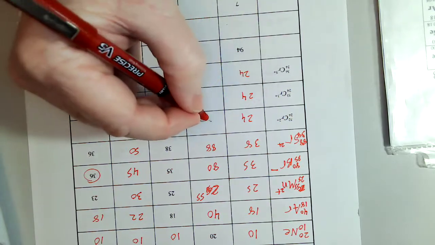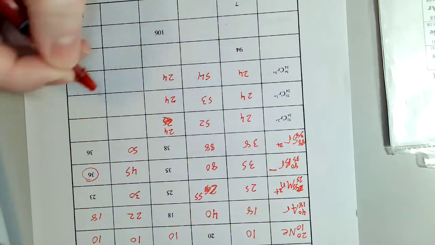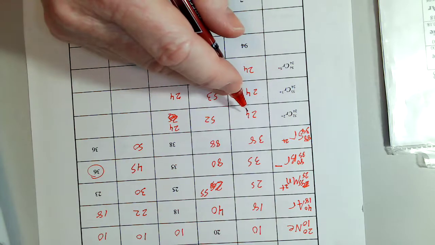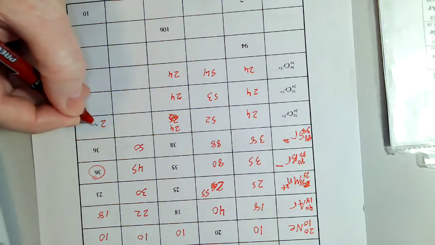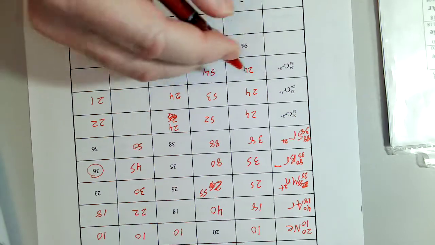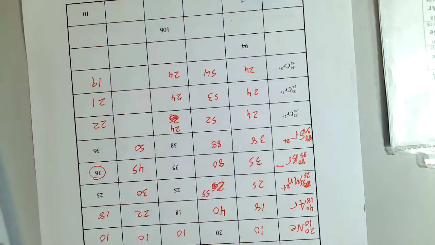Now the masses here are 52, 53, and 54. Electrons should be 24, but it's a 2 plus, so that's 22. Should be 24, it's a 3 plus, that's 21. And now, 24 minus 5, that's 19.